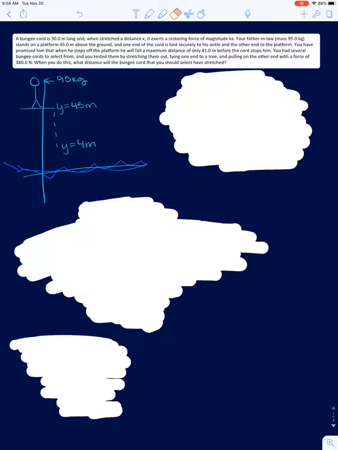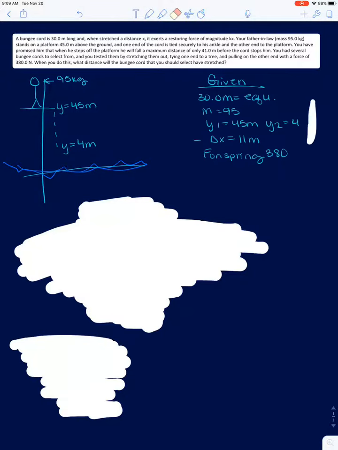And we've got a mass of 95 kilograms, a y1 value of 45 meters, and y2 of 4 meters, and you can get that if you take the 41 meters that he'll fall out of the 45 meters he starts from, and we got 4 meters here. We can also write down our given values. It tells us that the cord is 30 meters long, and that means that the equilibrium is going to be 30 meters down.